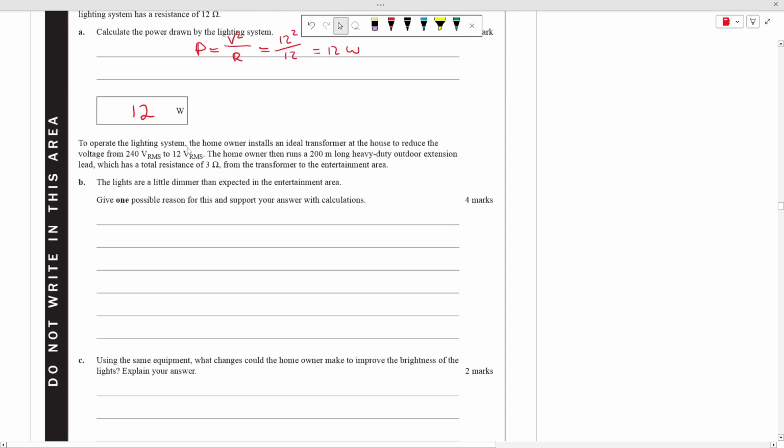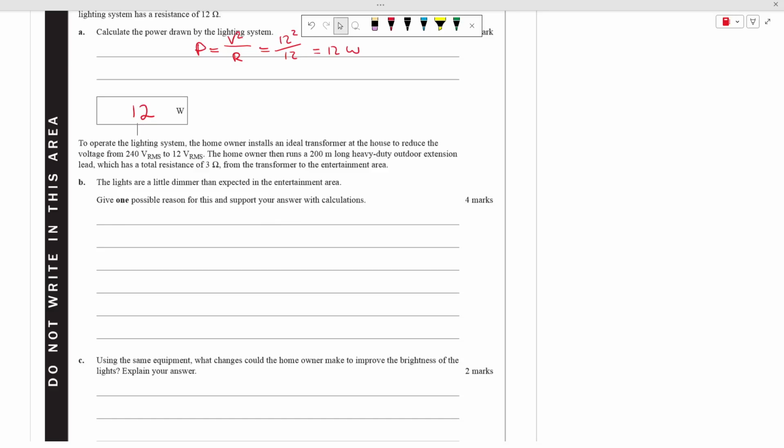To operate the lighting system, the homeowner installs an ideal transformer at the house to reduce the voltage from 240 volts to 12 volts RMS. The homeowner then runs a 200 meter long heavy-duty outdoor extension lead, which has a total resistance of 3 ohms, from the transformer to the entertainment area. The lights are a little dimmer than expected in the entertainment area. Give one possible reason for this and support your answer with calculations.